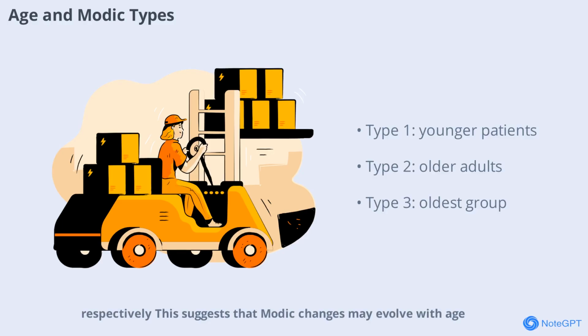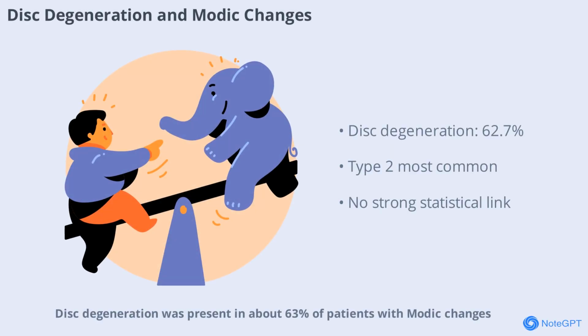This suggests that Modic changes may evolve with age, progressing from inflammatory type 1 to fatty type 2, and rarely to sclerotic type 3 state. Disc degeneration was present in about 63% of patients with Modic changes. While initial analysis suggested a link between Modic type 2 and disc degeneration, this association did not remain statistically significant after correcting for multiple comparisons. This highlights the complexity of spinal degeneration and the need for careful interpretation of MRI findings.